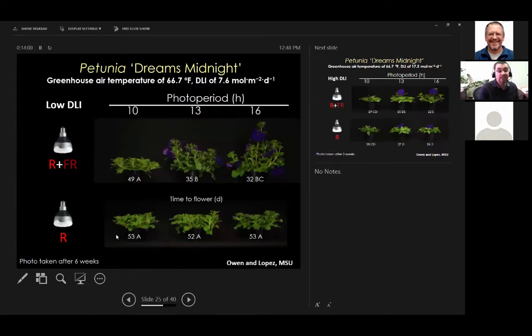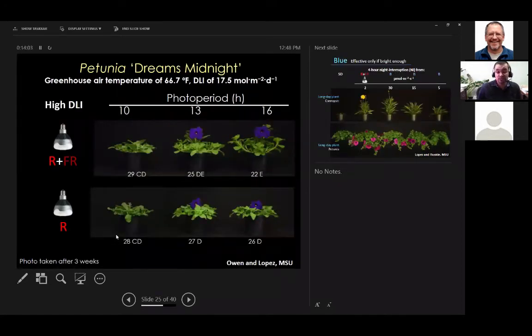Now, let's move on and look at a high daily light integral. In this treatment, the daily light integral was 17.5 moles of light, the light that we would experience in a greenhouse during late April, early May, especially in a northern latitude. Here, again, a high daily light integral and the same lamps, so red and far red light or red light alone. Under short days, we can see that the plants eventually flowered after 29 days. Under a 13-hour and 16-hour photoperiod, when we had red and far red light, plants were already in flower. And we can also see that when we provided just red light alone under either short days or long days, plants were in flower.